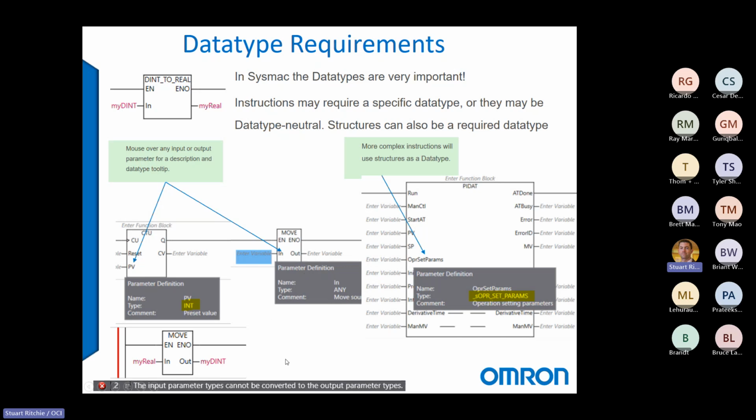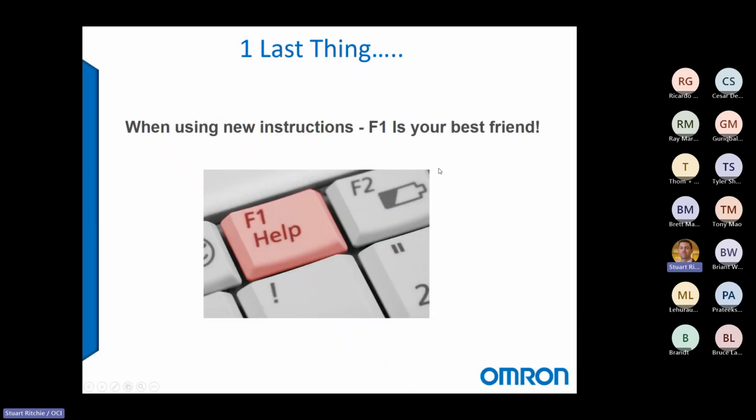Now, some instructions will take any data type, like the move instruction here. So you could attempt to move an integer into a real, but you will get a compilation error if you try to do that. So in this scenario, it will ask you for the data type when you create the variable, and you, as the programmer, need to make sure that it's a compatible data type with what you're working with.